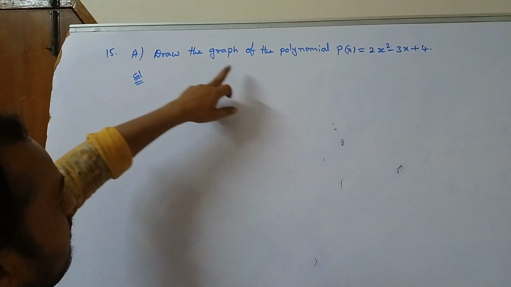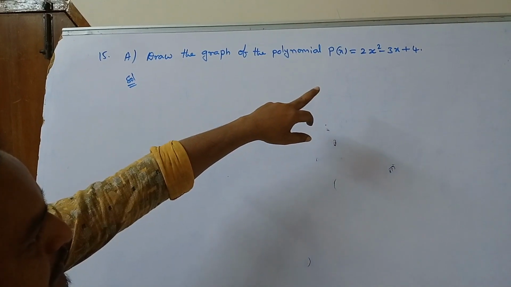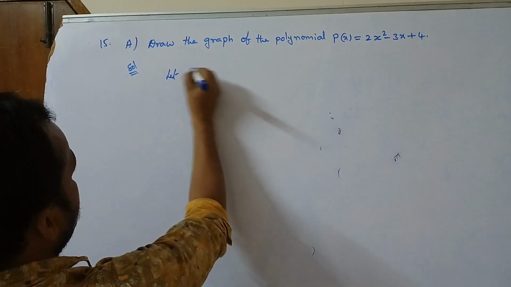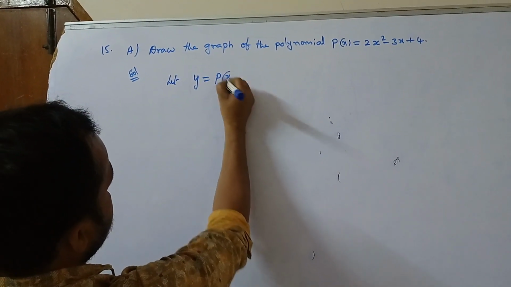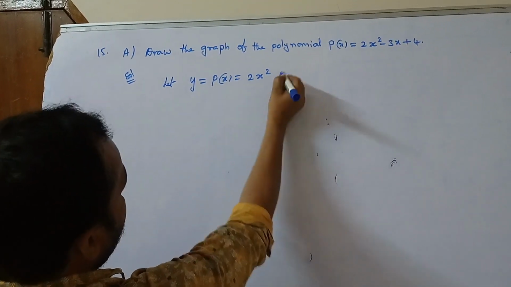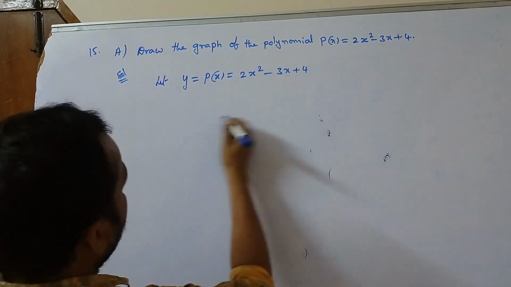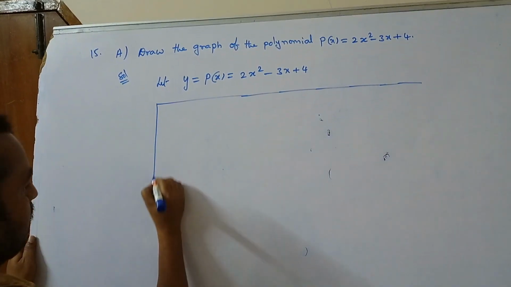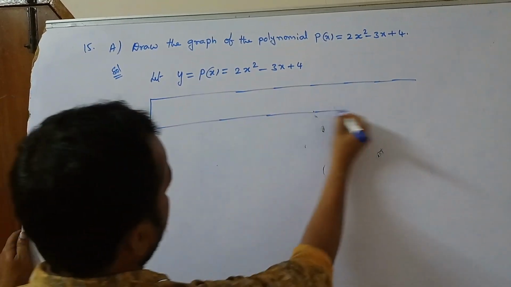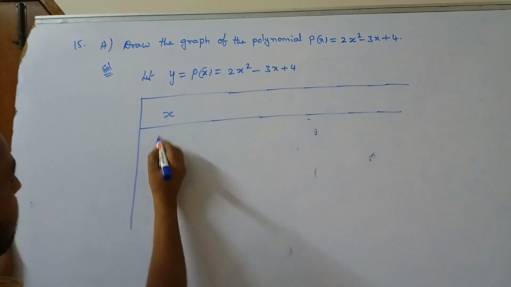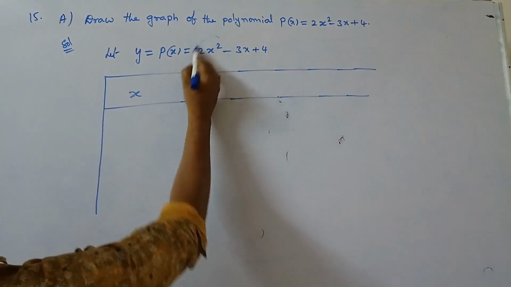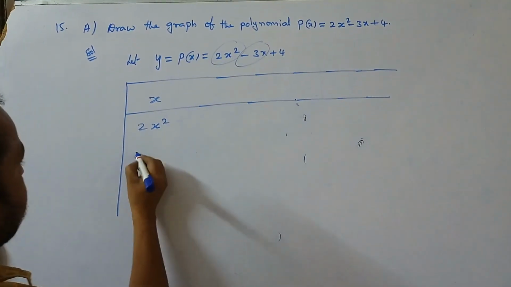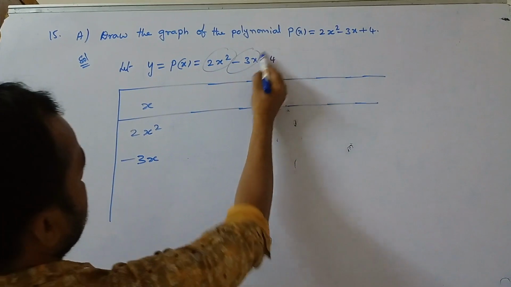Question A bit, draw the graph of the polynomial p of x equals 2x square minus 3x plus 4. Let us say y equals p of x, that equals 2x square minus 3x plus 4. Now draw the table. X, next the first term 2x square, next term minus 3x, last term 4.